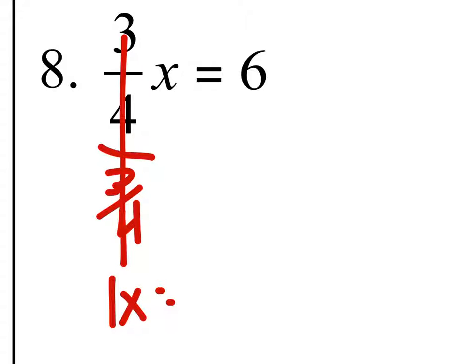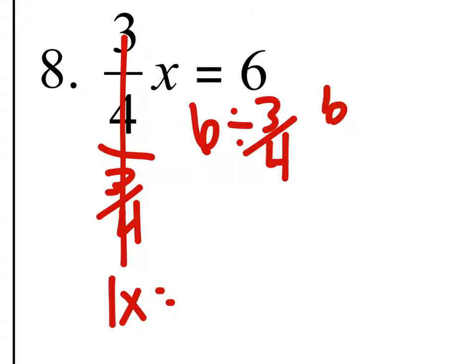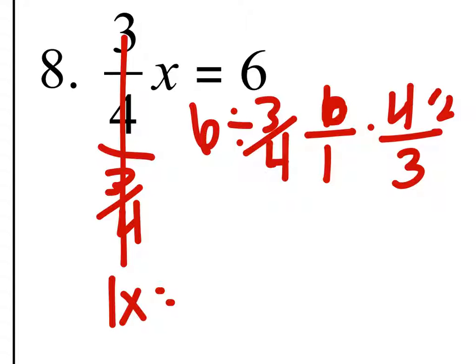And that equals the 6, but I'm not going to write that yet. Because you have to do the 6 divided by 3/4. But you have to switch it so it's 6 over 1 times 4 over 3, and that's going to be 24 over 3, because 1 times 3 is 3, and then you divide it, and that's going to be 8, because 24 divided by 3 is 8, so x equals 8.